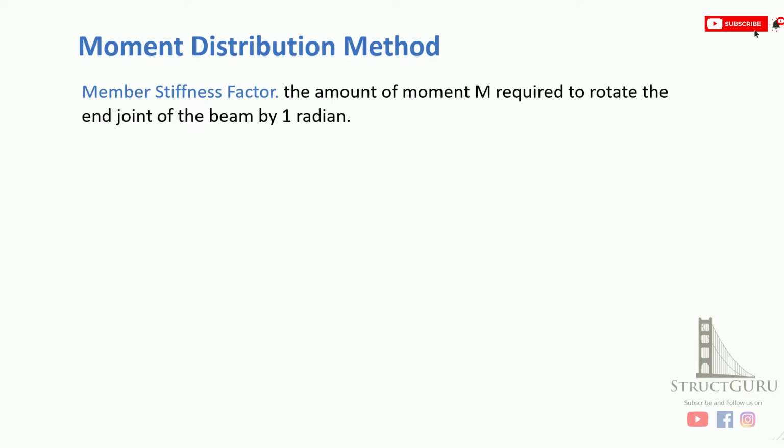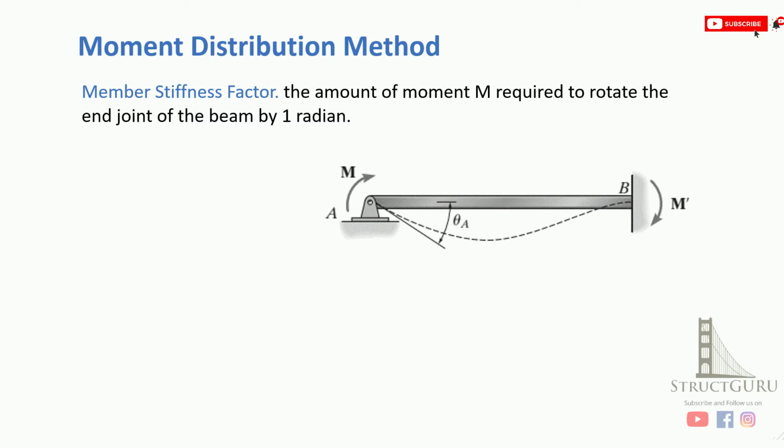The stiffness factor is defined as the amount of moment required to rotate the end joint of a beam by 1 radian. In order to compute the stiffness factor, we've got 2 cases. One is far end fixed. If you're looking at joint B from joint A, the far end is fixed. In that case, this formula is used: K equals 4EI over L. E is the modulus of elasticity, I is the second moment of inertia, and L is the length of the span.